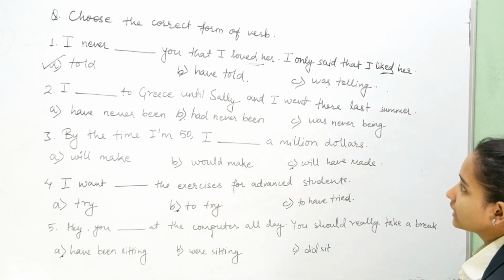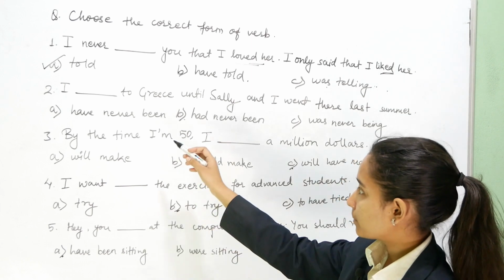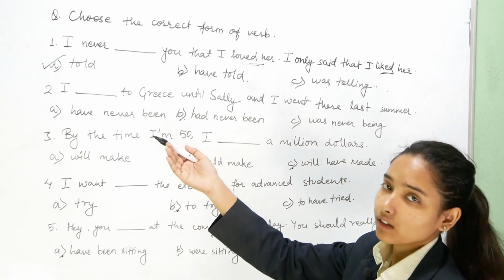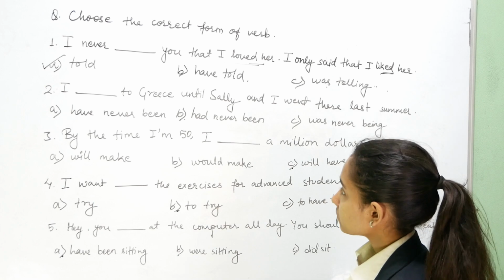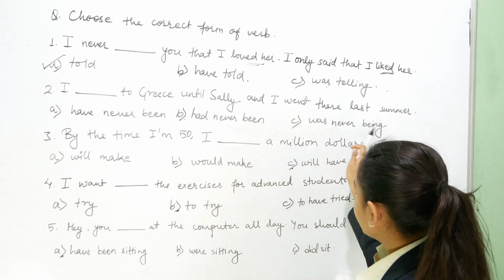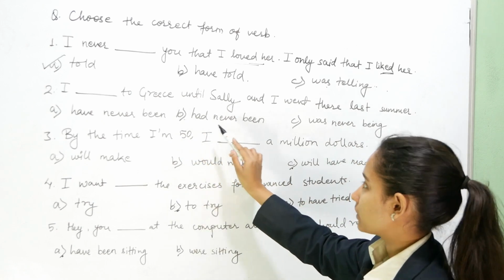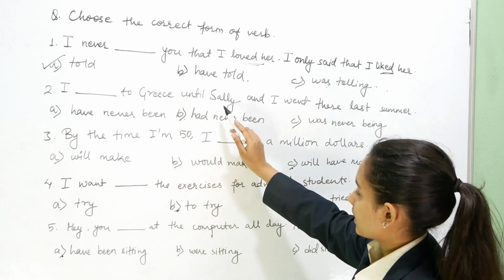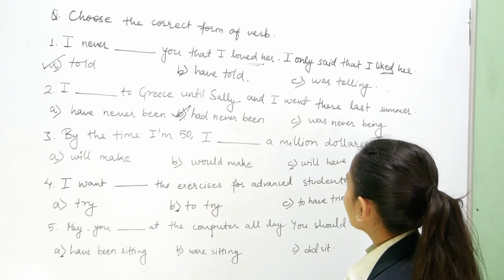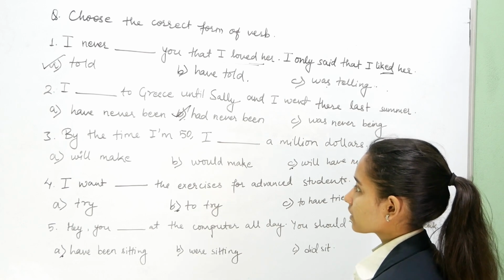I dashed to Greece until Sally and I went there last summer. Have never been, had never been, was never been. I छ भने we'll use had. So and to Greece, so never being. Was never being त हुँदैन, have never been नि हुँदैन. So as we use I plus had, so we'll use I had never been to Greece until Sally and I went there last summer. So the next question we have is the third one.